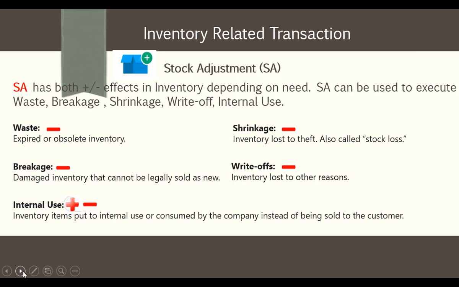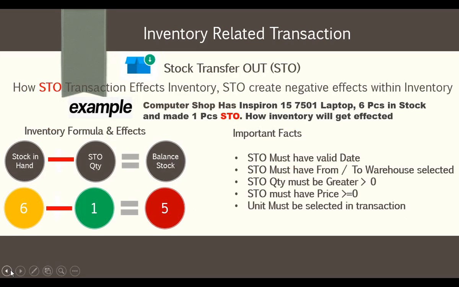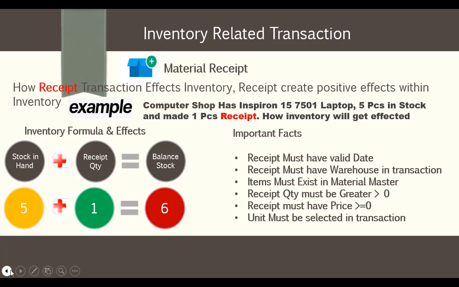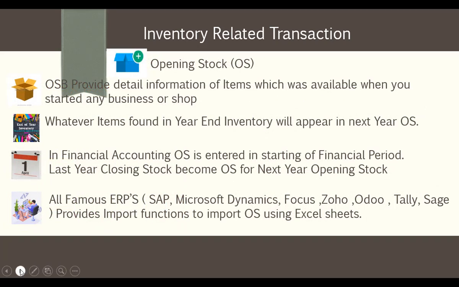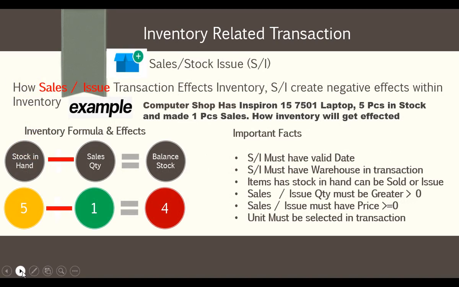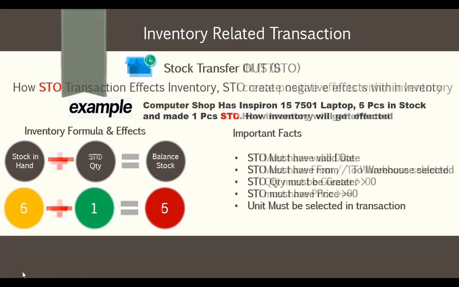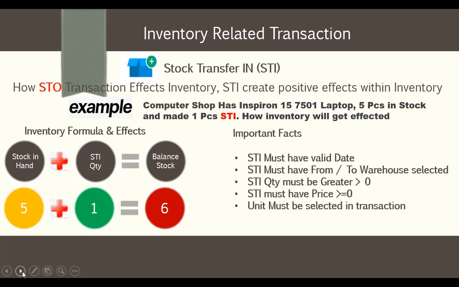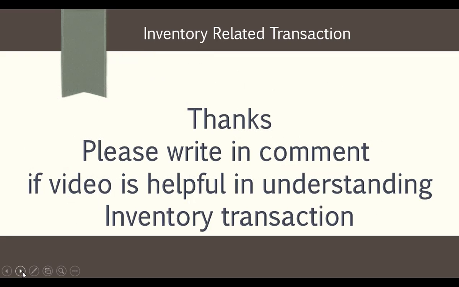So these are basically the 6 or 7 transactions which help us understand how inventory transactions work within the inventory. I hope this video will give you an initial understanding about stock transactions, and also help you understand which transactions create a positive effect and which create a negative effect.